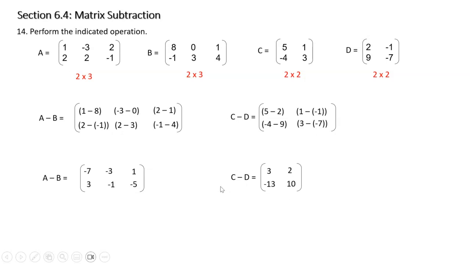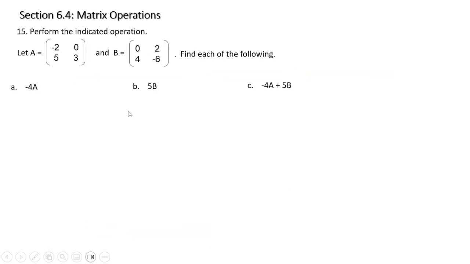That's the result of subtracting matrix C minus D. And again, can we do A minus C? A is a 2x3 and C is a 2x2. It cannot be done because they're not the same size. Not possible. Okay. Now we're going to multiply the matrices.